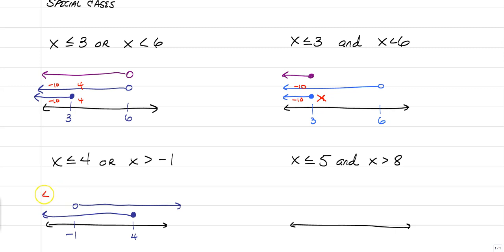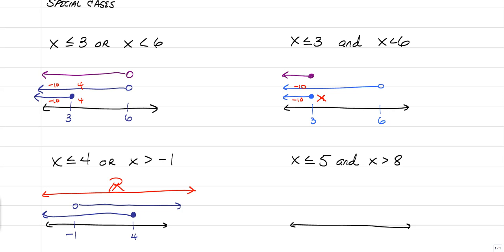Therefore, this is an OR statement where all possible numbers will work. So that's the all real number symbol. So any real number that you can think of will satisfy this OR statement, because it's either going to be greater than negative 1 or it's going to be less than or equal to 4, which is already greater than negative 1. So there's a little bit of overlap, but every possible number will work.